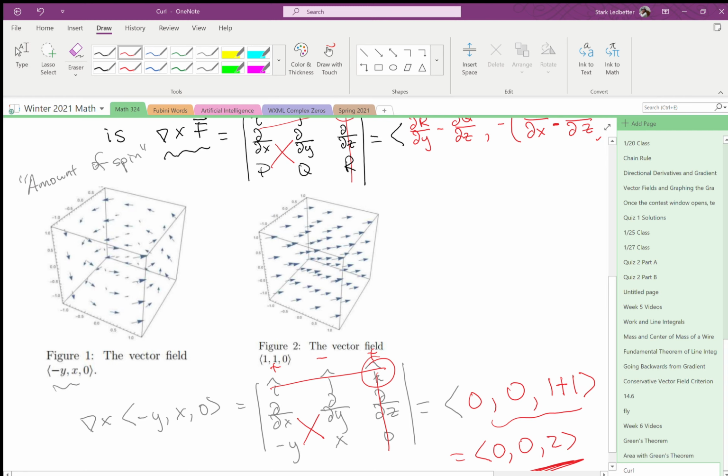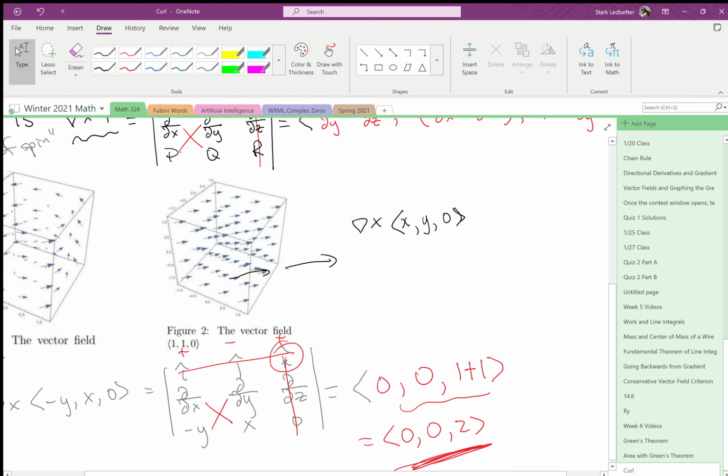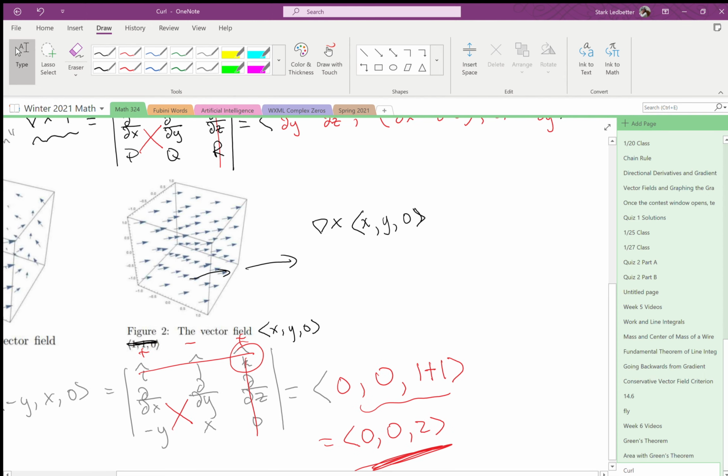Let's just do one more example. So here's your current vector, 1, 1, 0. Let's do curl cross 1, 1, 0. Let me actually make it more interesting than this. Maybe we'll make it x, y, 0. Okay, so that just means these get bigger as we go out. So we're not doing 1, 1, 0. We're doing x, y, 0. Okay, what happens? Are we spinning at all?